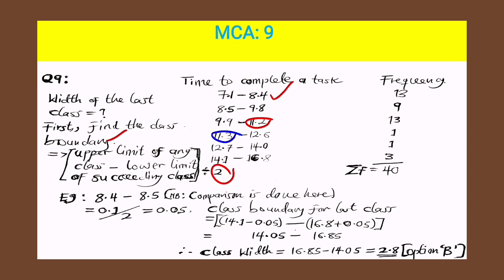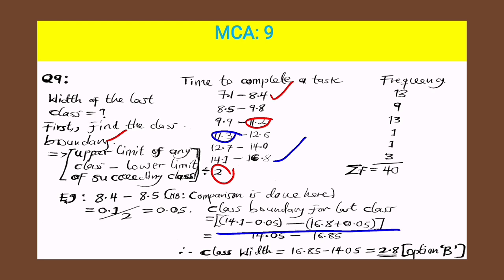So here in this case, we are talking about the last class, which was 14.1 then 16.8. So I subtract from 14.1 and add to 16.8. That's what I did here, the underlined one. And I had the class boundary to be 14.05 and 16.85. So the 14.05 will be the lower class boundary, and the 16.85 will be the upper class boundary. So let's take note of that.